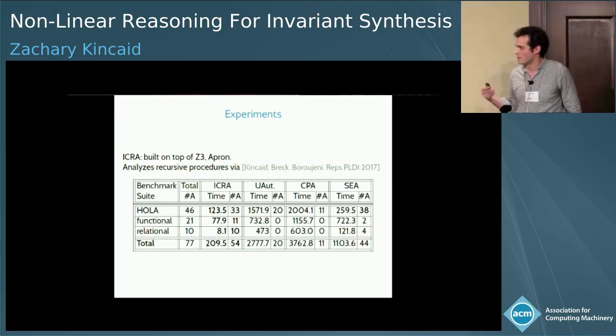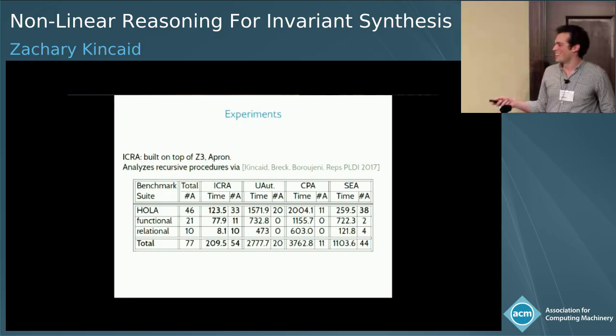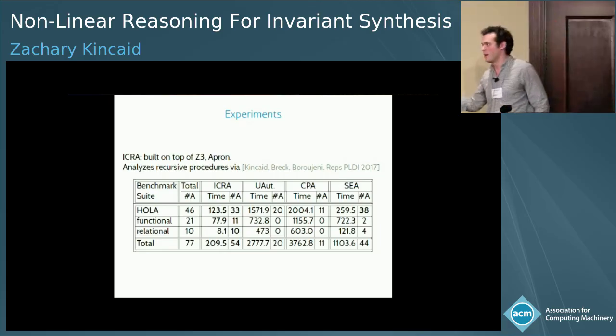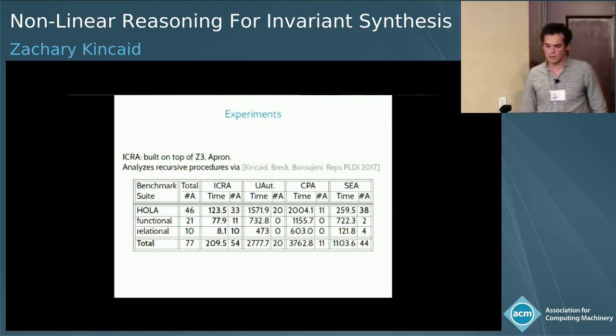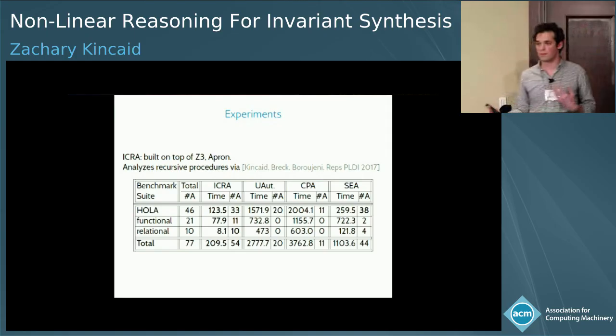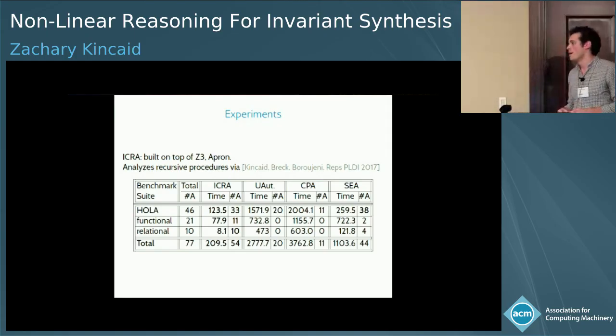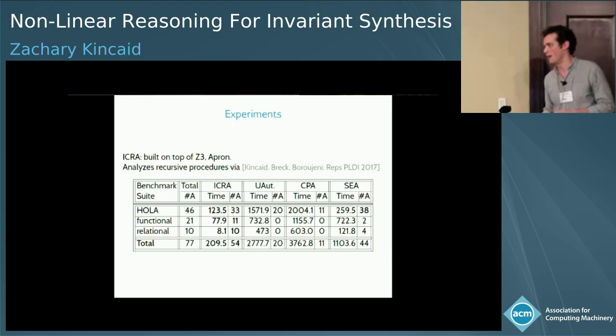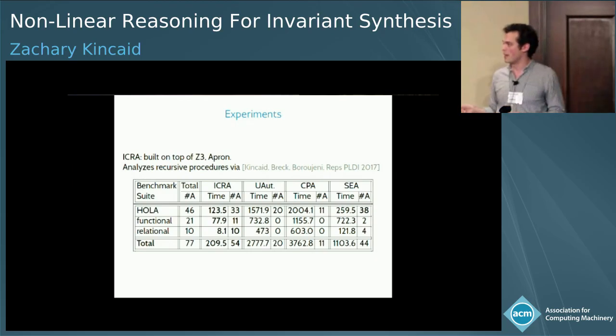OLA is the Dilligs et al. It's a set of linear benchmarks, but we wanted to compare against these software model checkers. This is Ultimate Automizer, CPAchecker, and SeaHorn, which do better on linear examples than nonlinear examples. The functional and relational categories are a mix of linear and nonlinear properties. The functional category is functional correctness benchmarks like proving that multiplication does what it's supposed to. The relational category consists of things like secure information flow properties.